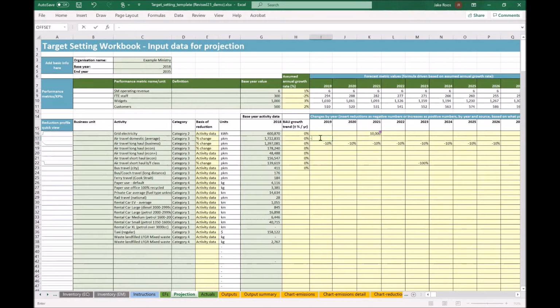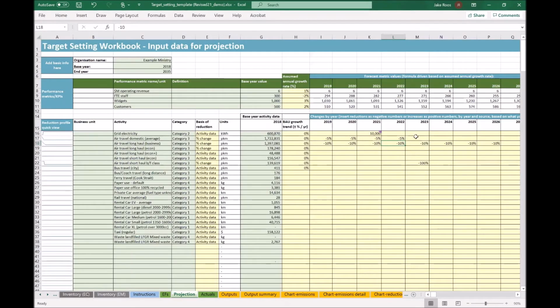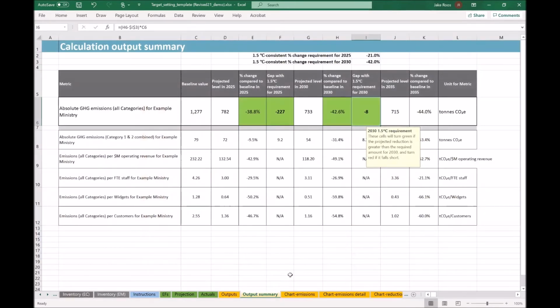Okay. -5, -5, -5, -5. Oh, that's gotten us pretty close. All right, let's just do a little bit more. -5, -5. Yep, I just squeaked across the line. So you can see here, we've got green cells.